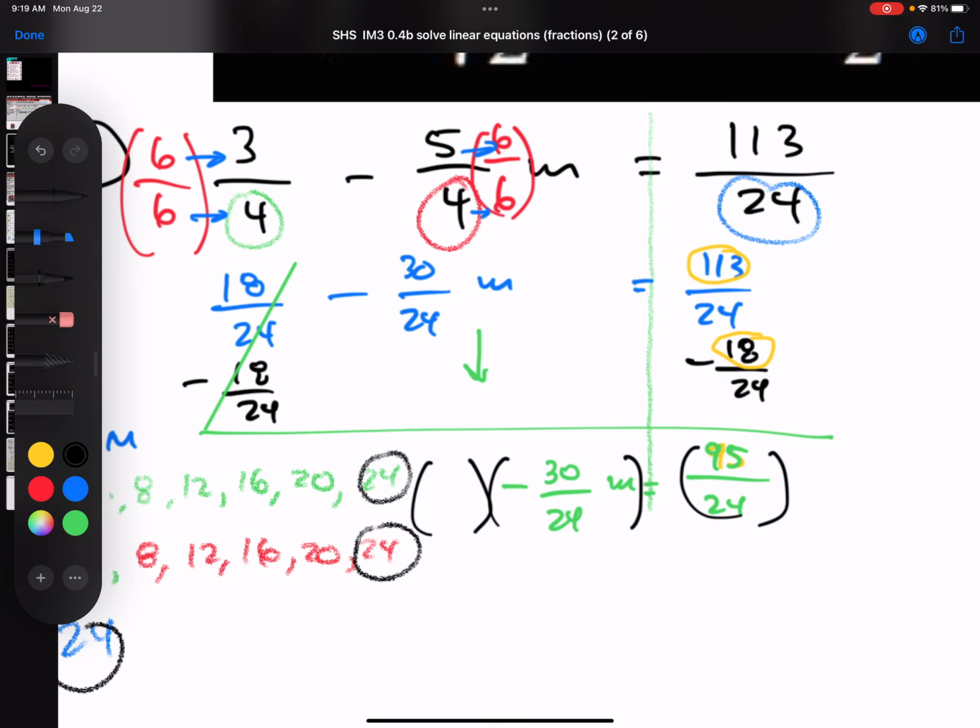Partner B tell partner A, what's the inverse? If you need a hint, let me highlight it for you. You just need to flip it, not your finger, flip the fraction. So 24 over 30, negative. Now, why am I including the negative?